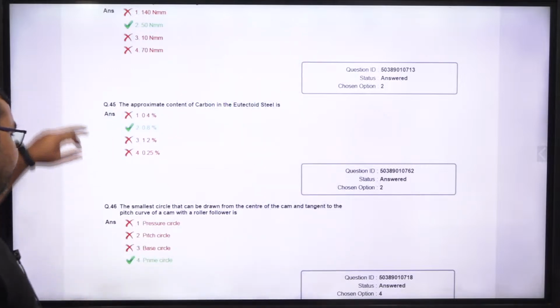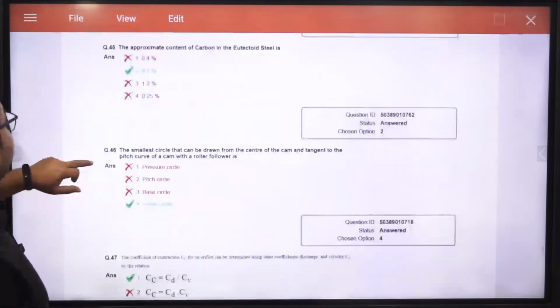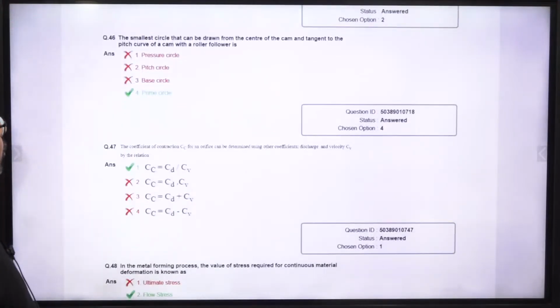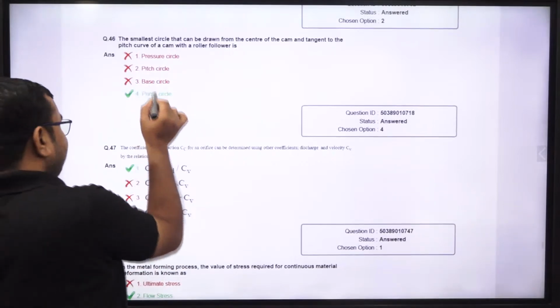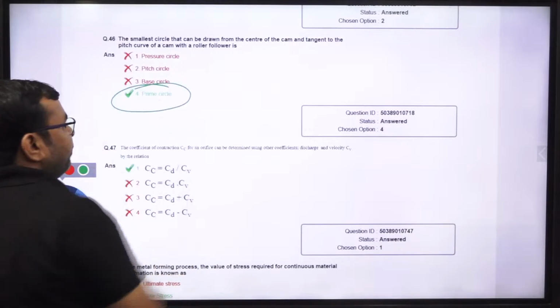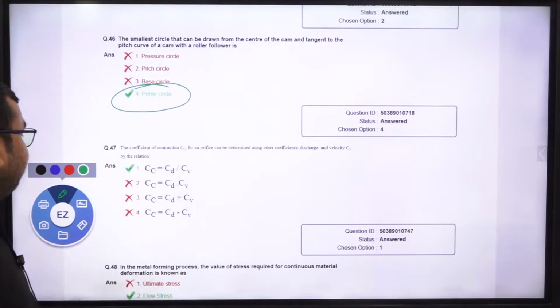Okay, so let's see another part. The smallest circle that can be drawn from the center of the cam and tangent to the pitch curve of a cam with a roller follower. You must remember the correct answer is the prime circle. Is it clear? Prime circle. And I think everyone knows.